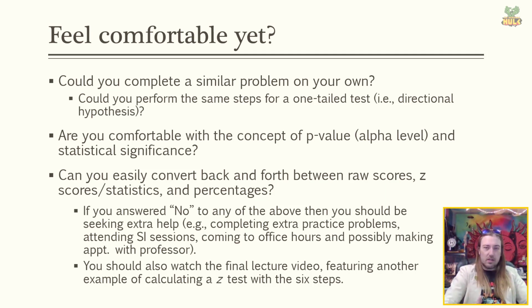If not, and you're not comfortable yet with the concept of p-value, alpha level, right, statistical significance, then I'll have another little video you can watch on that as well. But go back and rethink some of this stuff. Watch the video again or practice some more. Can you go back and forth between raw scores, z-scores, statistics, percentages, right? If not, practice it some more. Do extra problems. Go to SI. Come to office hours or make appointments with me individually if you want to.